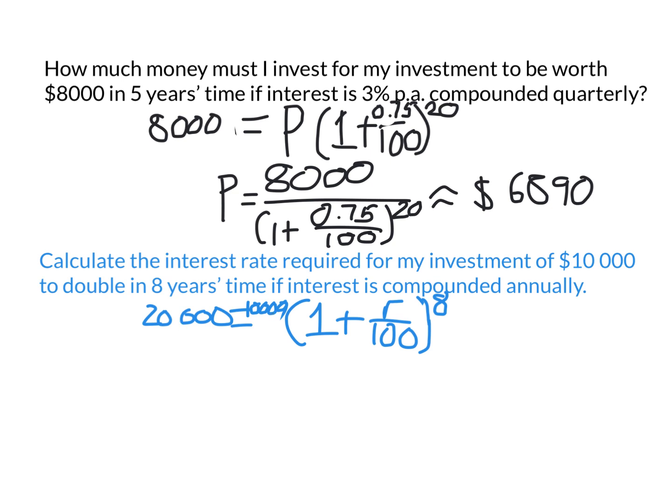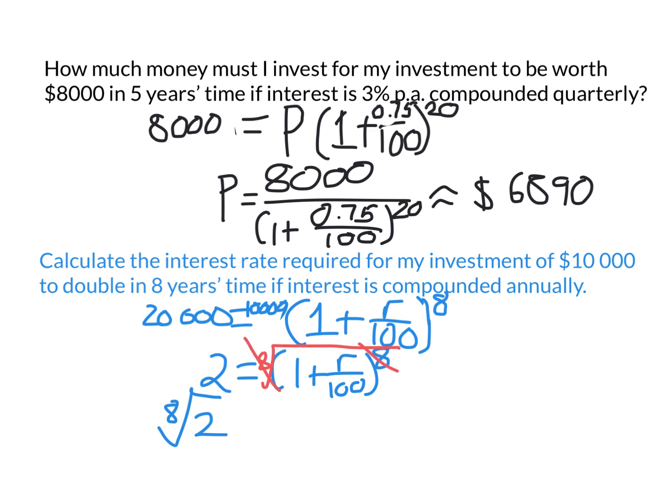So 20,000 divided by 10,000 is just 2. So I've got 2 equals (1 plus R over 100) to the power of 8. This looks like quite a tough one to solve, but we know how to do this. What we want to do is undo this power of 8, so we take the 8th root of both sides. We take the 8th root of 2, and then the 8th root of this, because taking the 8th root of something to the power of 8, they cancel out. So I'm just left with 1 plus R over 100 on the right-hand side.